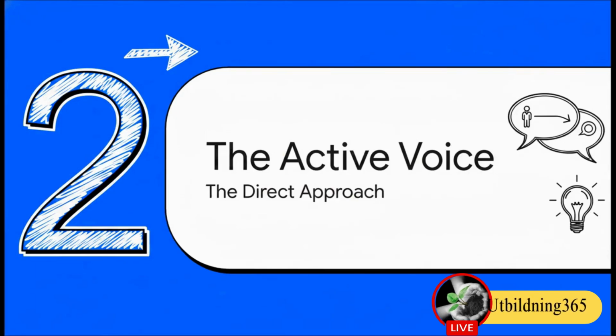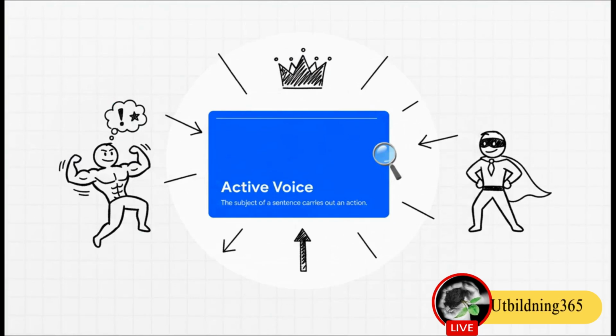Okay, first up, let's talk about the active voice. Just think of this as the normal, straightforward way we talk. It's direct, it's clear, and it's probably how you form most of your sentences. The definition is super simple. In the active voice, the subject of the sentence is the one actually doing the action. They're the star of the show.